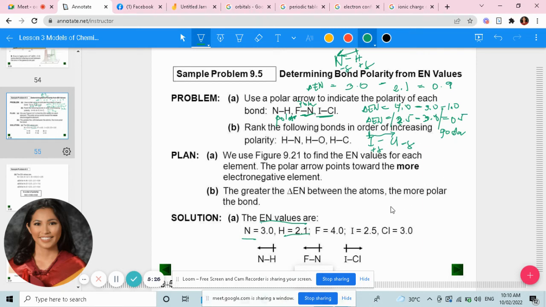Okay. What about N, F and N? Arrow goes, who is more electronegative? F, ma'am. F. Okay, so that is partially negative. Now we have, who is partially positive? N, ma'am. Partially negative, F. Okay, what about NH?